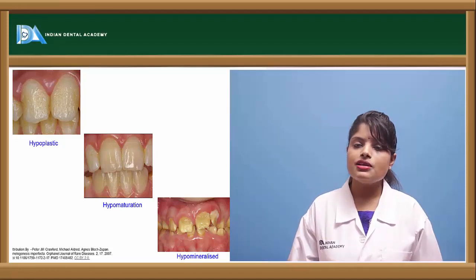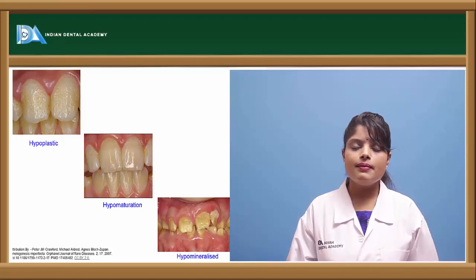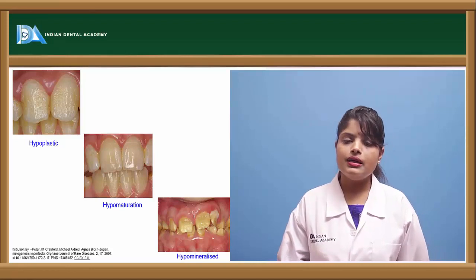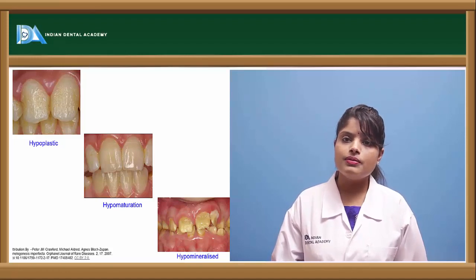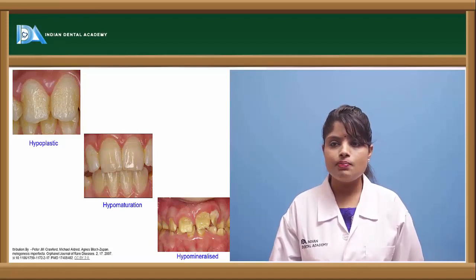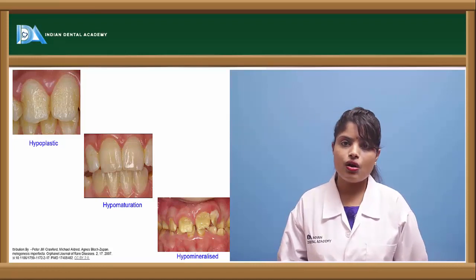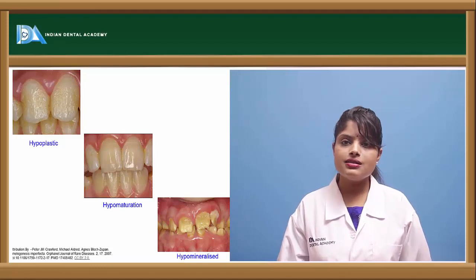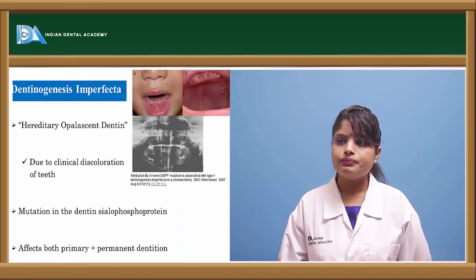Then comes the hypomaturation type, in which immature enamel is present, and it will be normal in size and thickness, but it will not have enough strength to bear the occlusal forces and can chip off easily. Then comes the hypocalcified type, in which the calcification of the enamel is not proper. Similarly, it has proper thickness, but it does not have much strength.